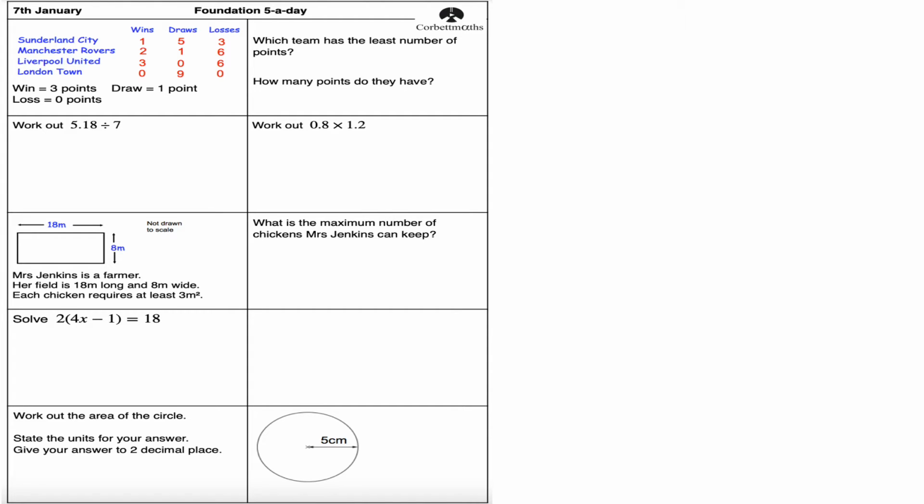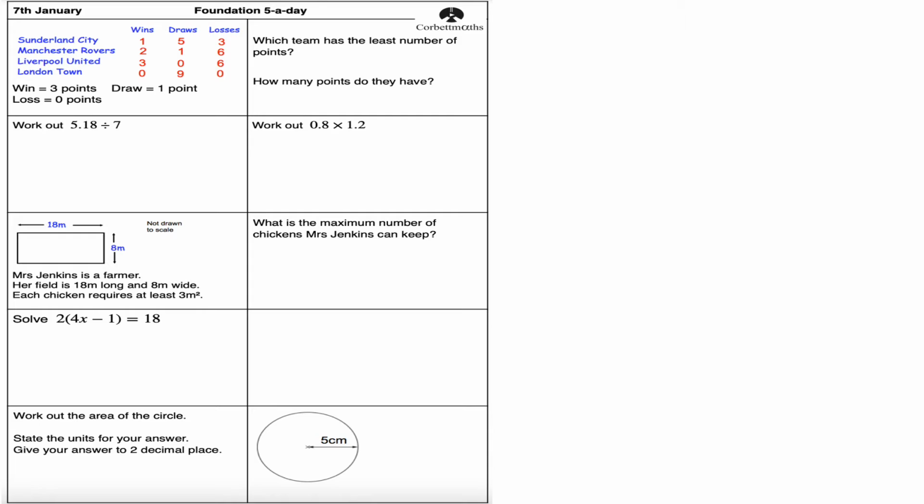Hi, in this video we will be taking a look at the 7th of January Foundation 5 a day from the CorbettMaths worksheets. This worksheet is from the CorbettMaths website, which is www.corbettmaths.com.